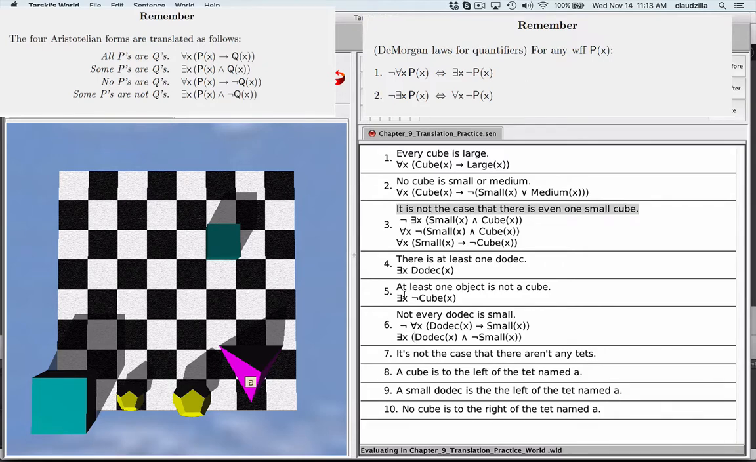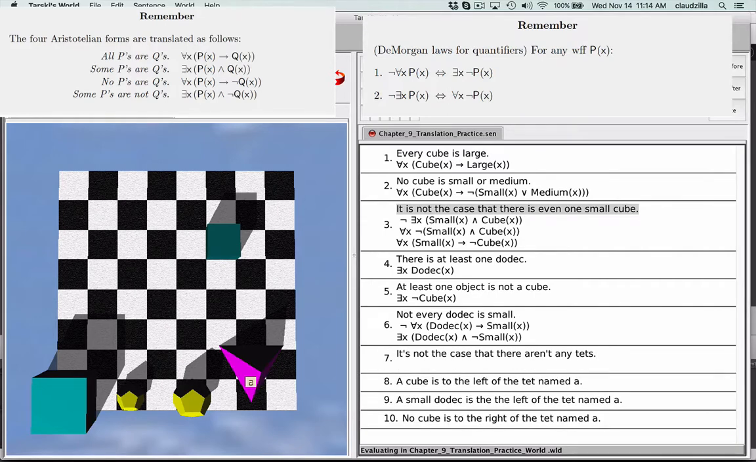Number 7 reads as follows: it is not the case that there aren't any tets. Well, let's go back to our original strategies for translating compound sentences and begin with the simplest parts. So we're talking about what things? Tetrahedra. So we're going to have the tet predicate and a variable. I'm just using x all throughout as our placeholder. As we build out, we see the phrase, there aren't any.